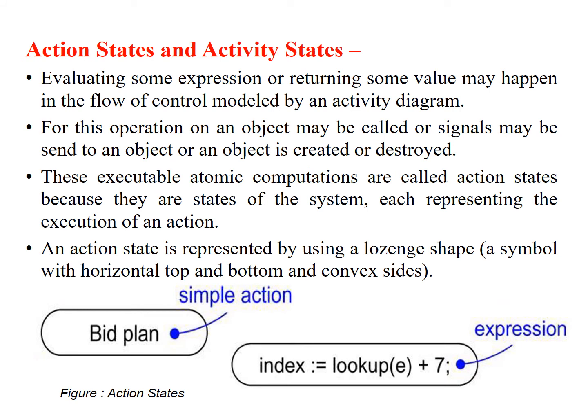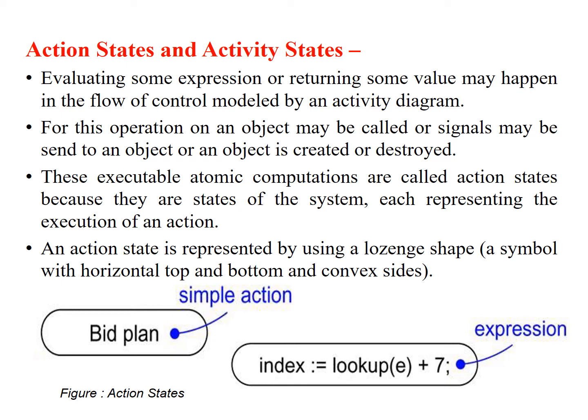Action states and activity states. Things like evaluating some expression that sets the value of an attribute or that returns some value may happen in the flow of control modeled by an activity diagram. For this, an operation on an object may be called, or signals may be sent to an object, or an object is created or destroyed.